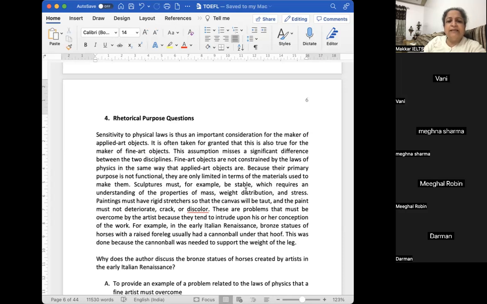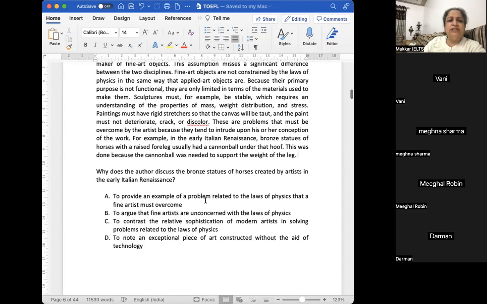Sculptures must, for example, be stable, which requires an understanding of the properties of mass, weight distribution, and stress. Paintings must have rigid stretchers so that the canvas will be taut, and the paint must not deteriorate, crack, or discolor. These are problems that must be overcome by the artist because they tend to intrude upon his or her conception of the work. For example, in the early Italian Renaissance, bronze statues of horses with a raised foreleg usually had a cannonball under that hoof. This was done because the cannonball was needed to support the weight of the leg.